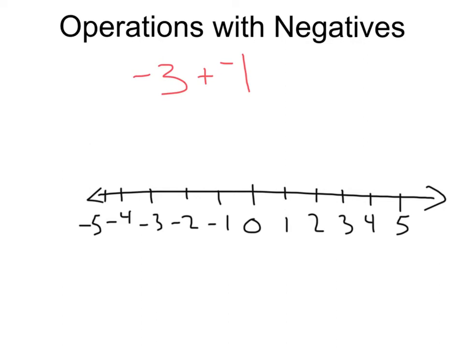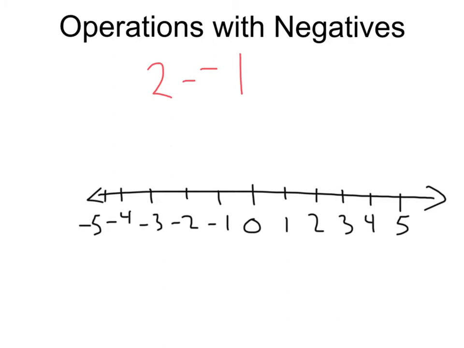Here we have a similar problem, negative 3 plus negative 1. Now this negative 1 here, when you're adding a negative, it's really treated the same as a subtraction. So we're starting at negative 3 again. Here we are at negative 3. Now we're adding a negative 1. So instead of going positive, since we're adding a negative, we're going back to the left, 1, which is going to finish us off at negative 4. So negative 3 plus negative 1 is also negative 4.